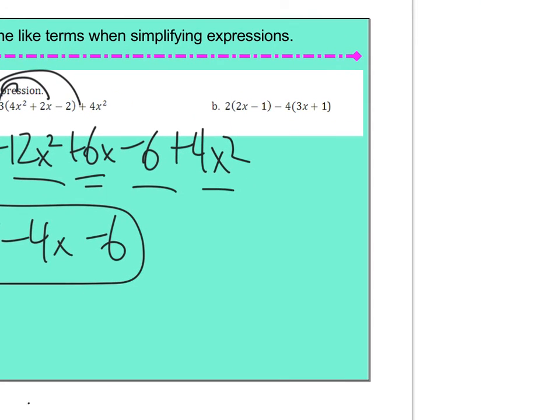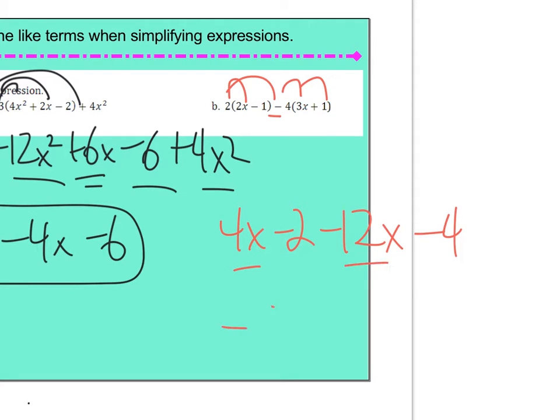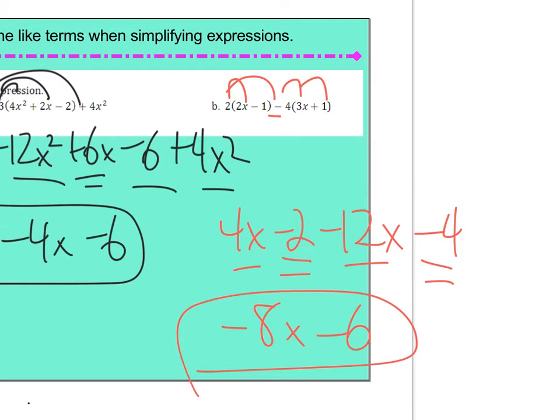For B, if I distribute, and distribute, but remember I've got to take that negative with. So I'm going to get 4x minus 2 minus 12x minus 4. So 4x minus 12x will give me negative 8x. Minus 2 minus 4, be careful with signage, gives me negative 8x minus 6.